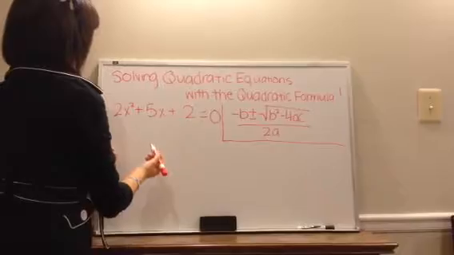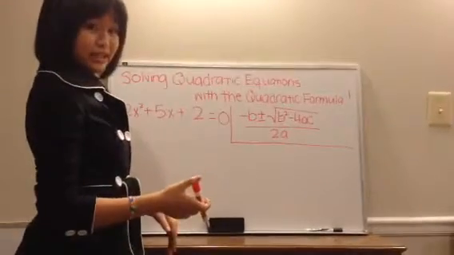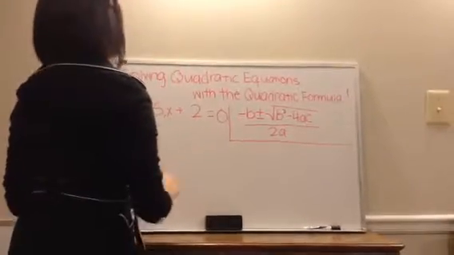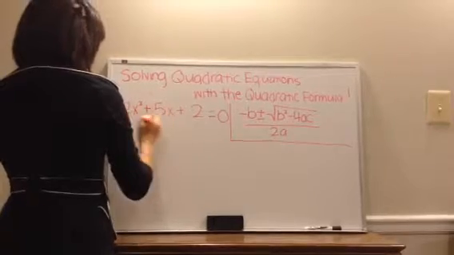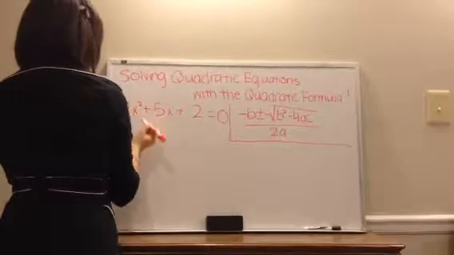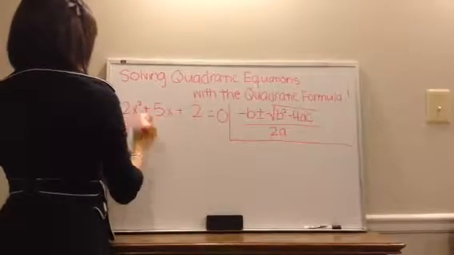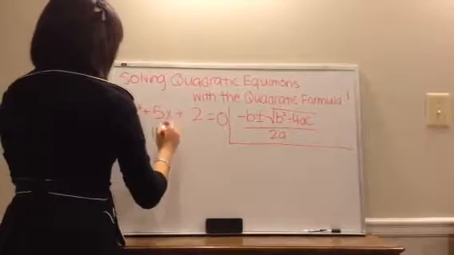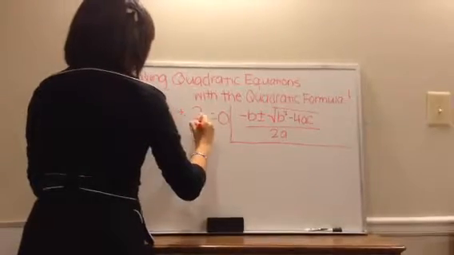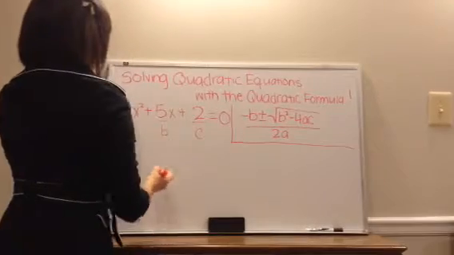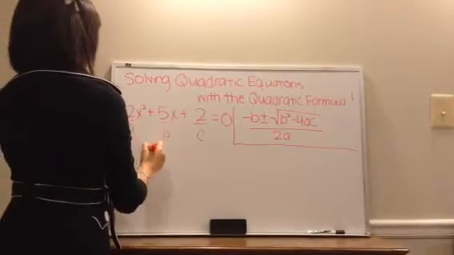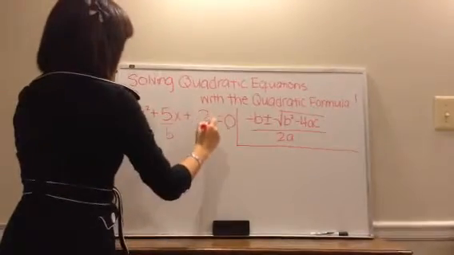You might be wondering what the a and the b and the c are, where they're coming from. In your quadratic equation, the number before your x squared is your a, the number before your x is your b, and your last number is your c. So in this case, your 2 would be your a, your 5 would be your b, and your 2 would be your c.